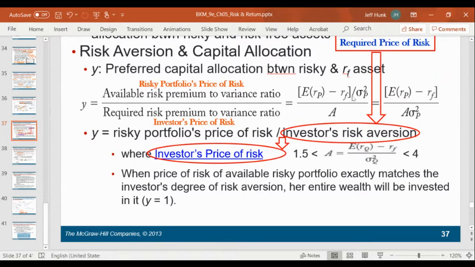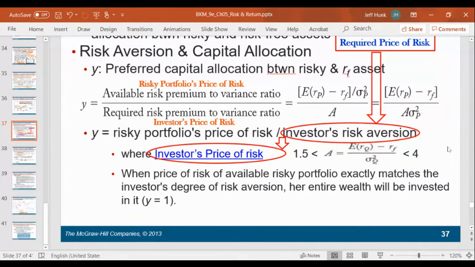So this is basically risky portfolio's A, right? Price of risk, right? But I rewrote it like this. And then A is actually the same thing, but for the complete portfolio, right? In other words, it's defined as risky portfolio's price of risk over investor's price of risk, right?